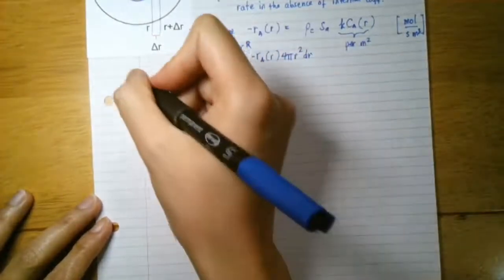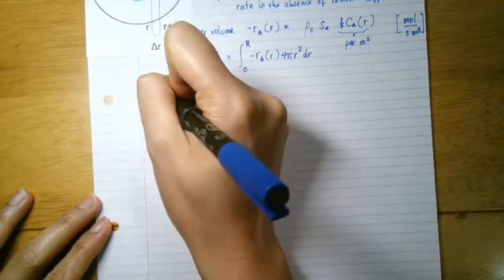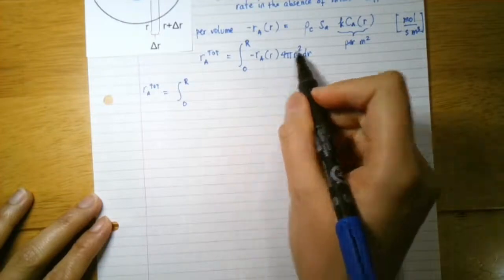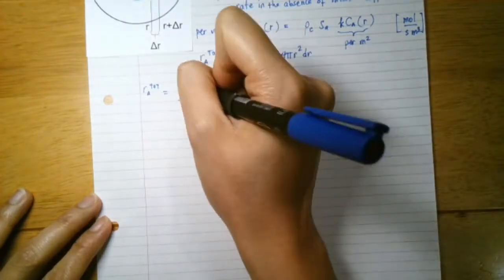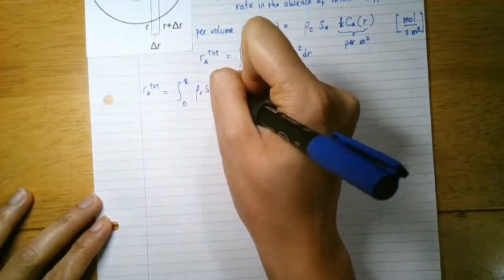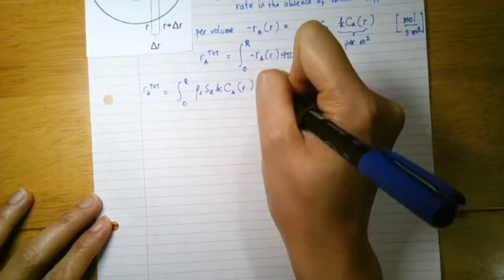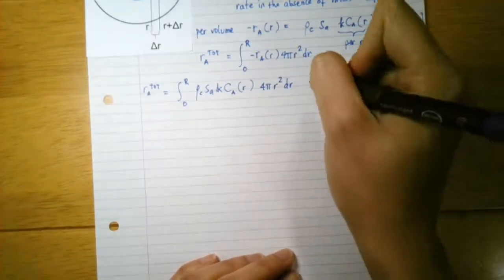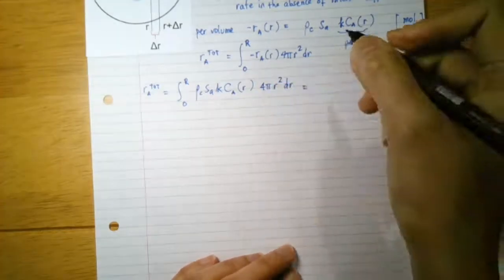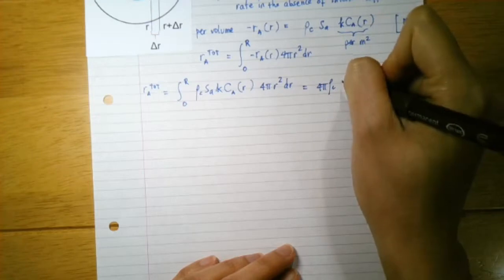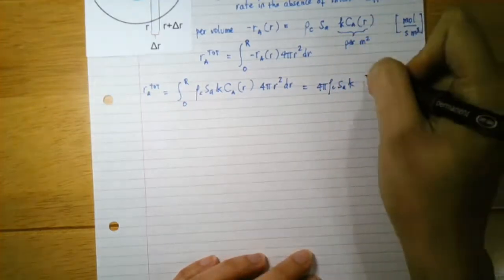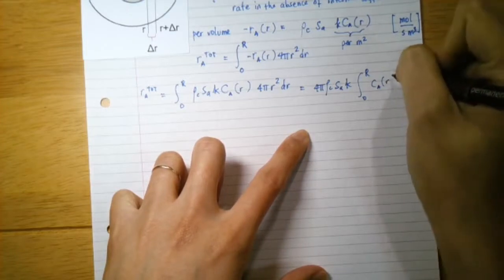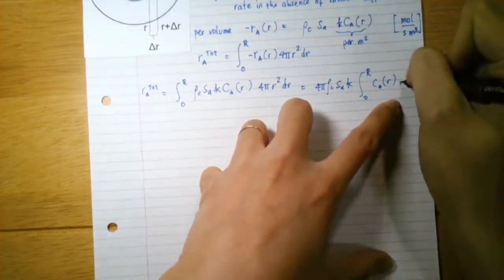Let's do that. RA total is equal to the integral from 0 to R. Using the expression for RA of R, we have rho C, SA, K, CA of R, and then 4 pi r squared dr. Let's take the constants out of the integral: 4 pi rho C, SA, and K. Inside the integral, we have CA of R, r squared dr.